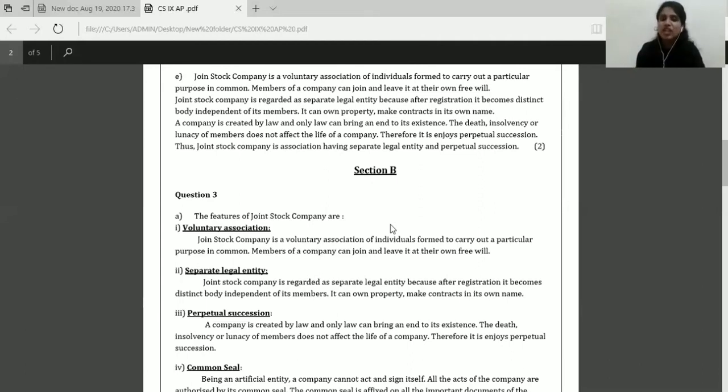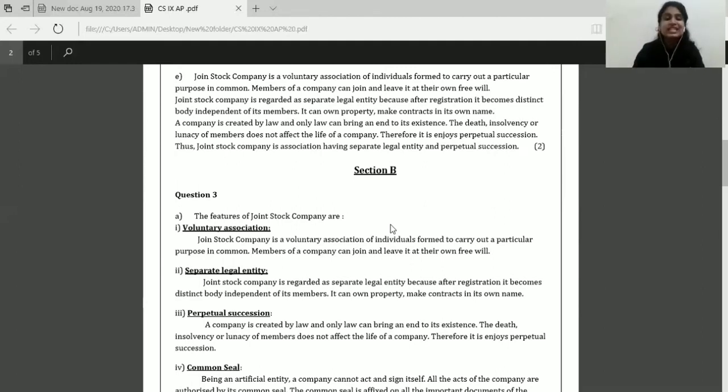Whenever you're writing such kind of an answer, take the statement from the question and write it down in your answer and then go about and explain your answer. For example, now your question is, what are the features of joint stock company? So what will be your statement that you will write at the beginning of the answer? The features of joint stock company are, this statement has to be there.